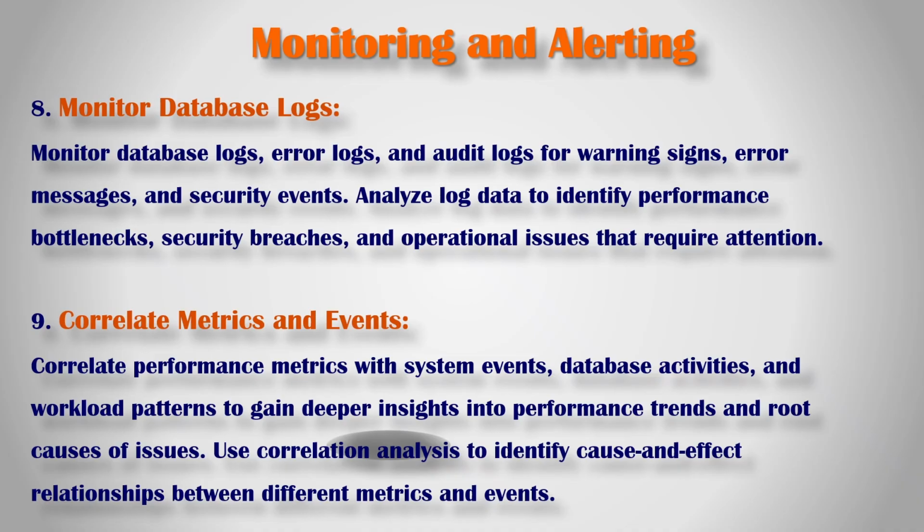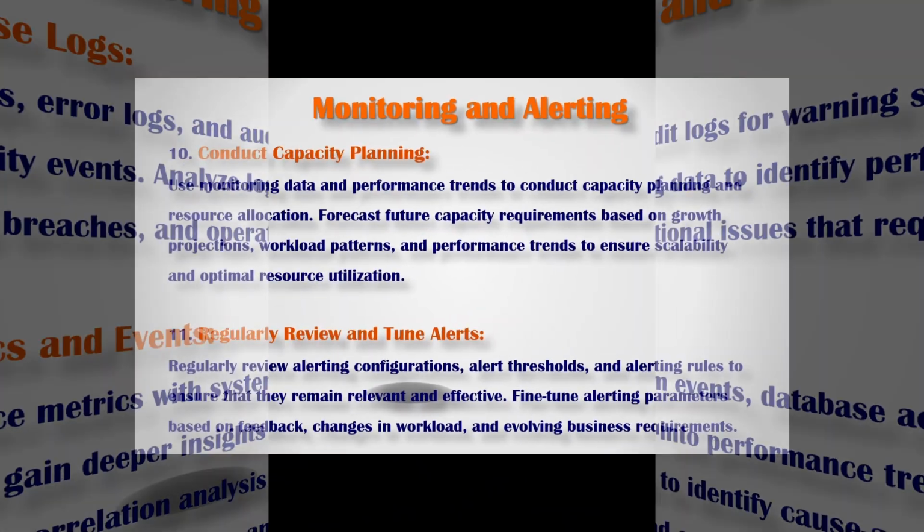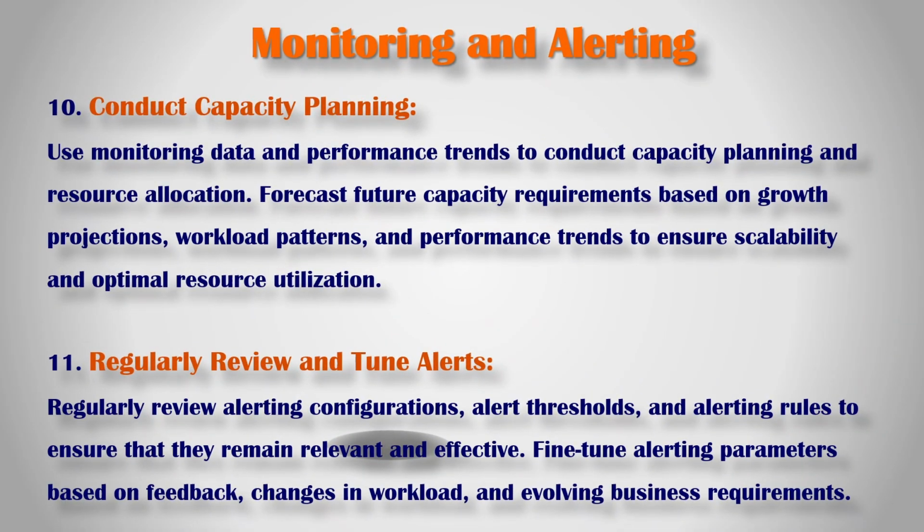9. Correlate metrics and events. Correlate performance metrics with system events, database activities, and workload patterns to gain deeper insights into performance trends and root causes of issues. Use correlation analysis to identify cause and effect relationships between different metrics and events. 10. Conduct capacity planning. Use monitoring data and performance trends to conduct capacity planning and resource allocation. Forecast future capacity requirements based on growth projections, workload patterns, and performance trends to ensure scalability and optimal resource utilization.